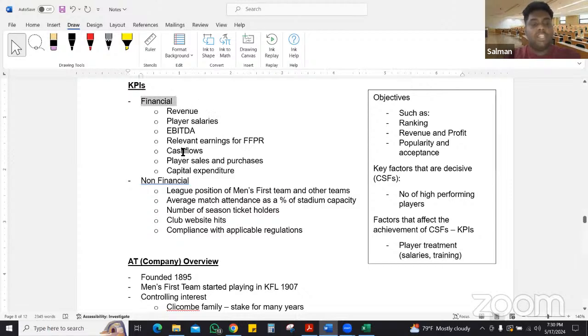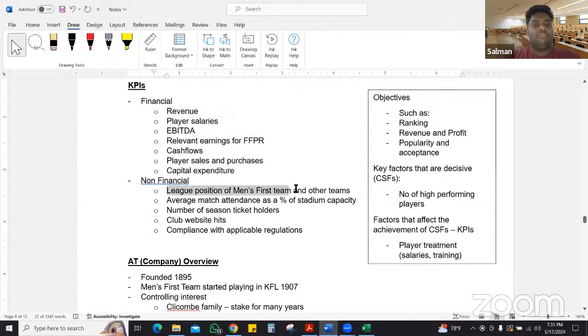Financial KPIs, non-financial KPIs. Financial KPIs such as revenue, player salaries, earnings before interest, tax, depreciation, amortization, relevant earnings for the financial fair play regulations, very important. If our relevant earnings go below 5 million, then we are doomed. What happens below 5 million? We might even lose the ability to play the competition. Cash flows of the company, player sales, player purchases, which is important for club performance in matches, and capital expenses, investment in stadium, investment in training facilities.